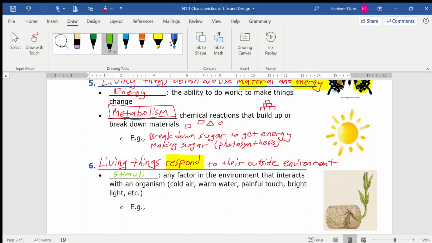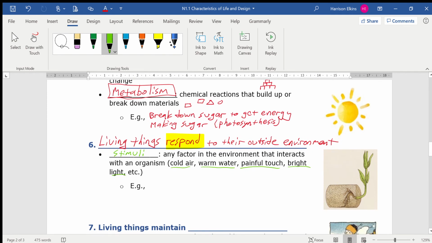Stimulus or stimuli is basically anything that interacts with an organism. So if you feel cold air, or warm water, or a painful touch, or bright light, all those things are provoking you, they're stimulating you, they're trying to get a response from you. And you, as a living organism, have the ability to respond to that. So here, for example, this is a plant, and the stimulus right here is gravity.